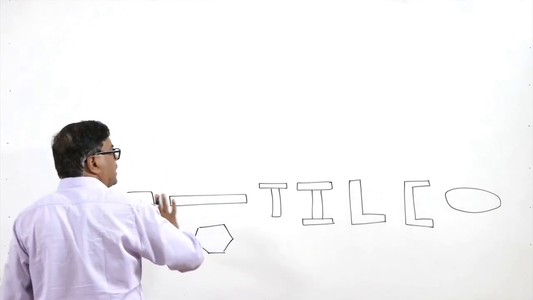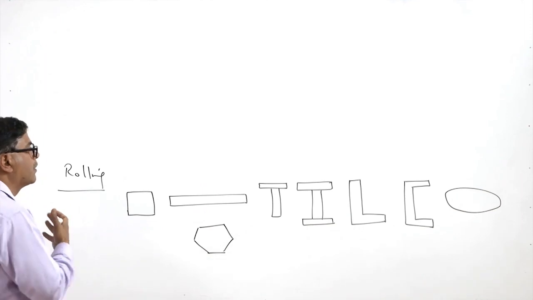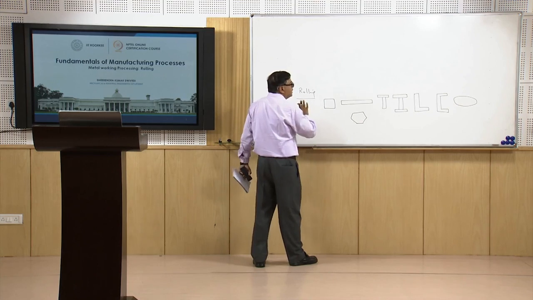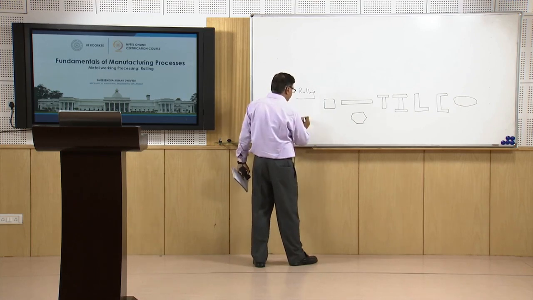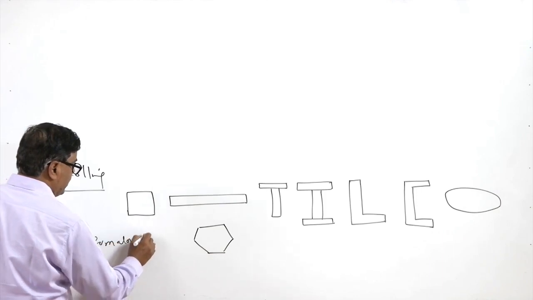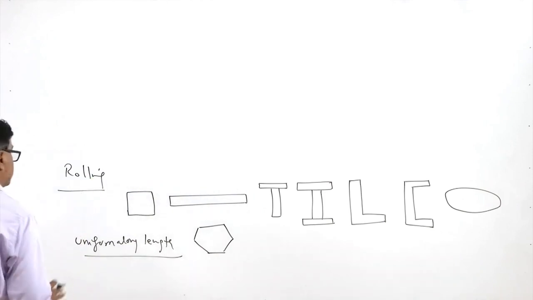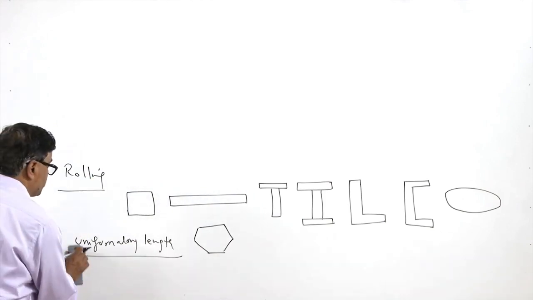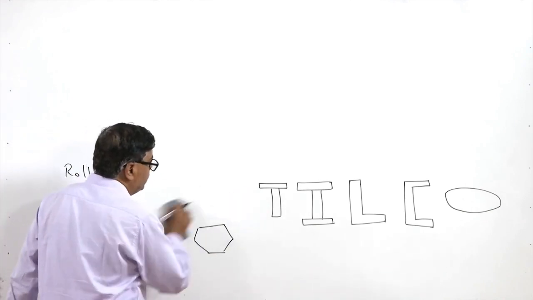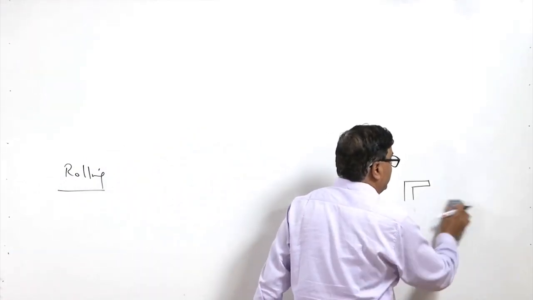All these are the various cross sections of the members or stocks which can be obtained, while these sections will be uniform along the length. The variation in cross section is not possible in the products achieved through the rolling. How it is achieved through the rolling, that is what we will try to analyze.